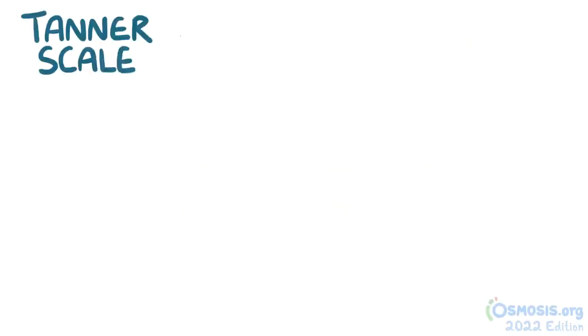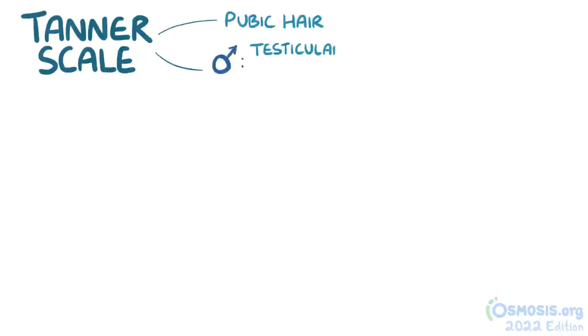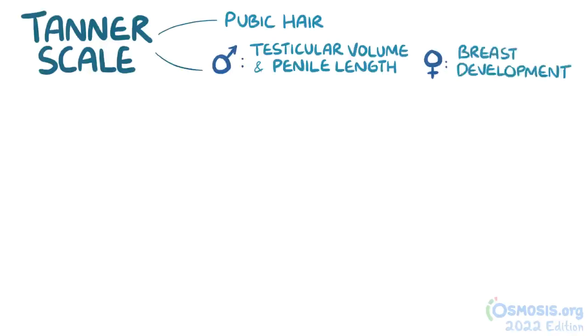The Tanner scale, or Tanner stages, is a predictable set of steps that males and females go through as they develop primary and secondary sex characteristics and become sexually mature. The Tanner scale centers on two independent criteria: the appearance of pubic hair in both sexes, and the increase in testicular volume and penile size and length in males, and breast development in females.